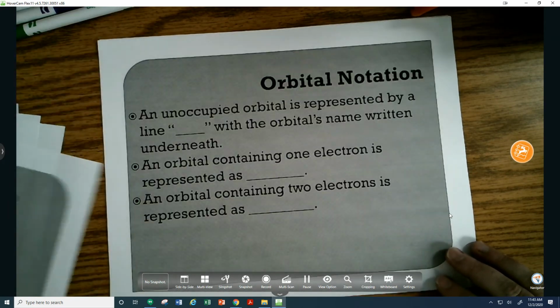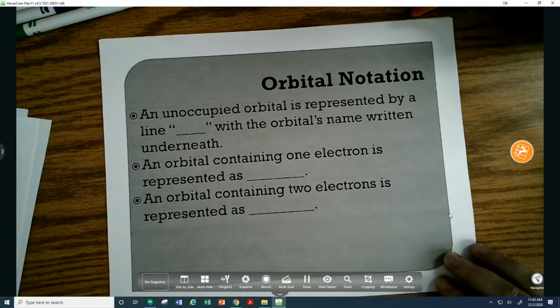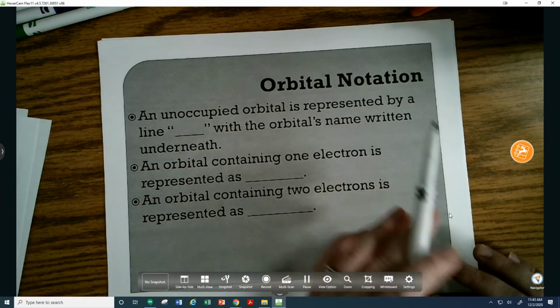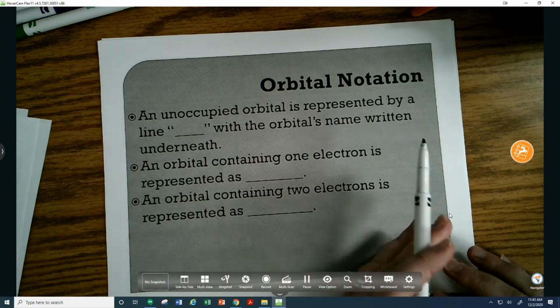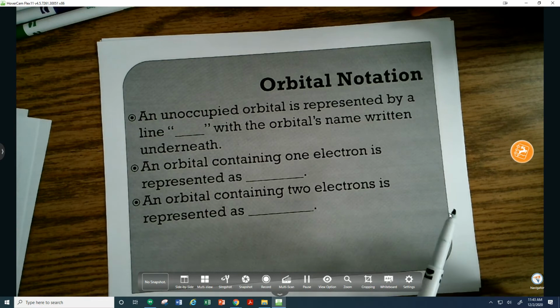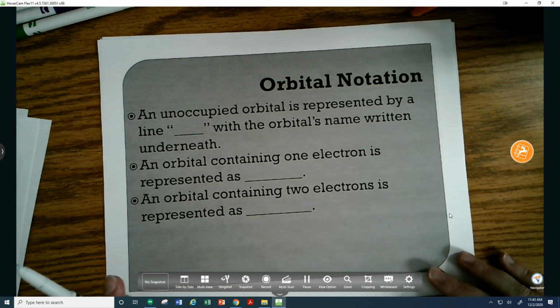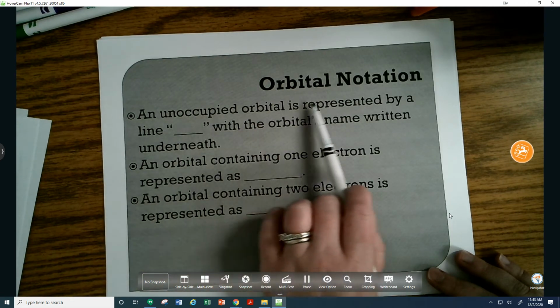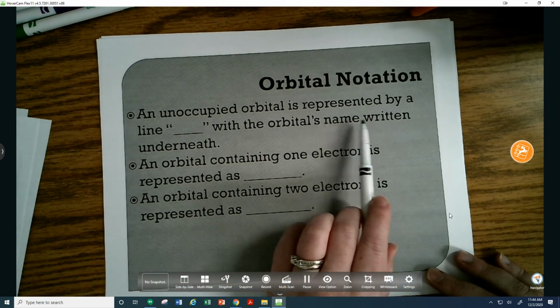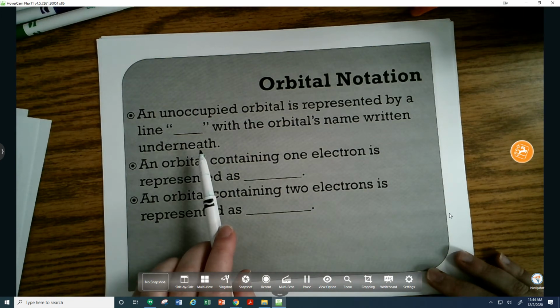So I'm not going to talk too long about those pages there. We're starting with what's called orbital notation today. As we build through this, I'm going to show you quicker and easier ways to write configurations, but you have to get this foundation in order for the shortcuts to make sense. We show an unoccupied orbital just by a line, and then we write the address or the orbital name underneath, and I'll show you that here shortly.